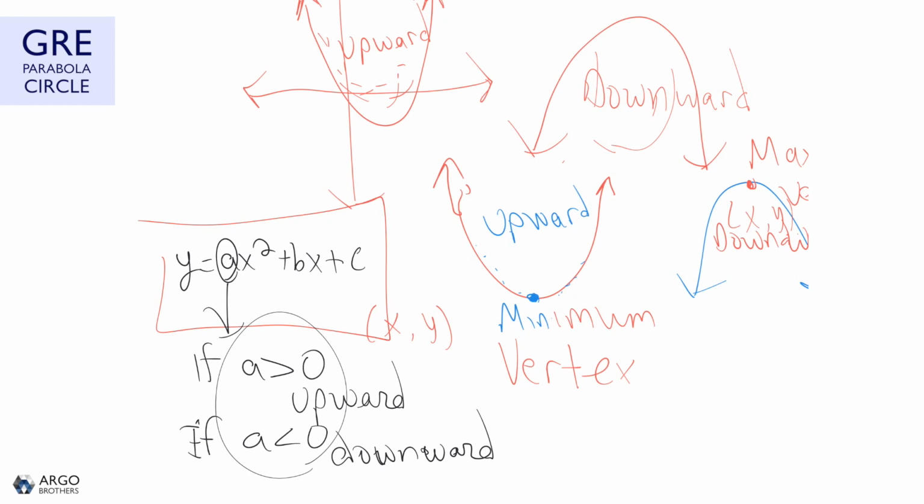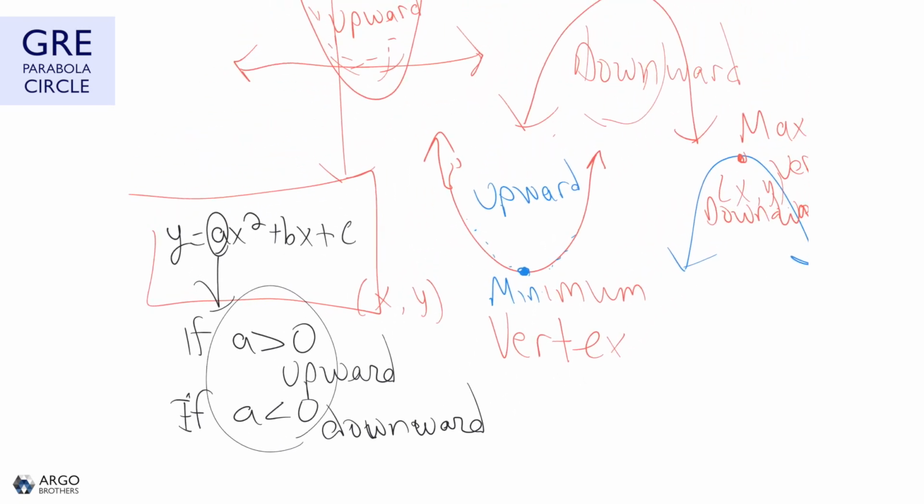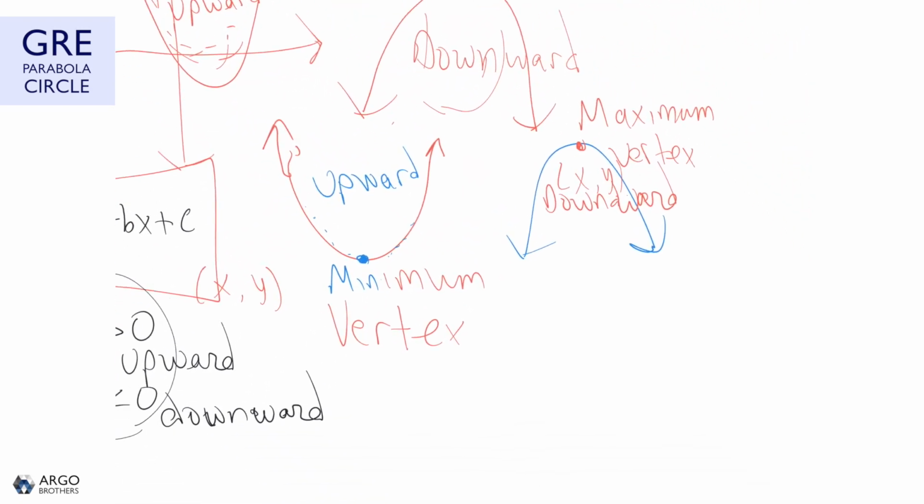So now that we know which way it will face by determining what a is, and we know the minimum and maximum, and we're going to find out how to find it, we can actually start graphing. Okay? So that's what we have here. Now let's actually start graphing quadratic equations. So I'll take a look at one of them. Let's try this out: y equals x squared minus 5x plus 6.